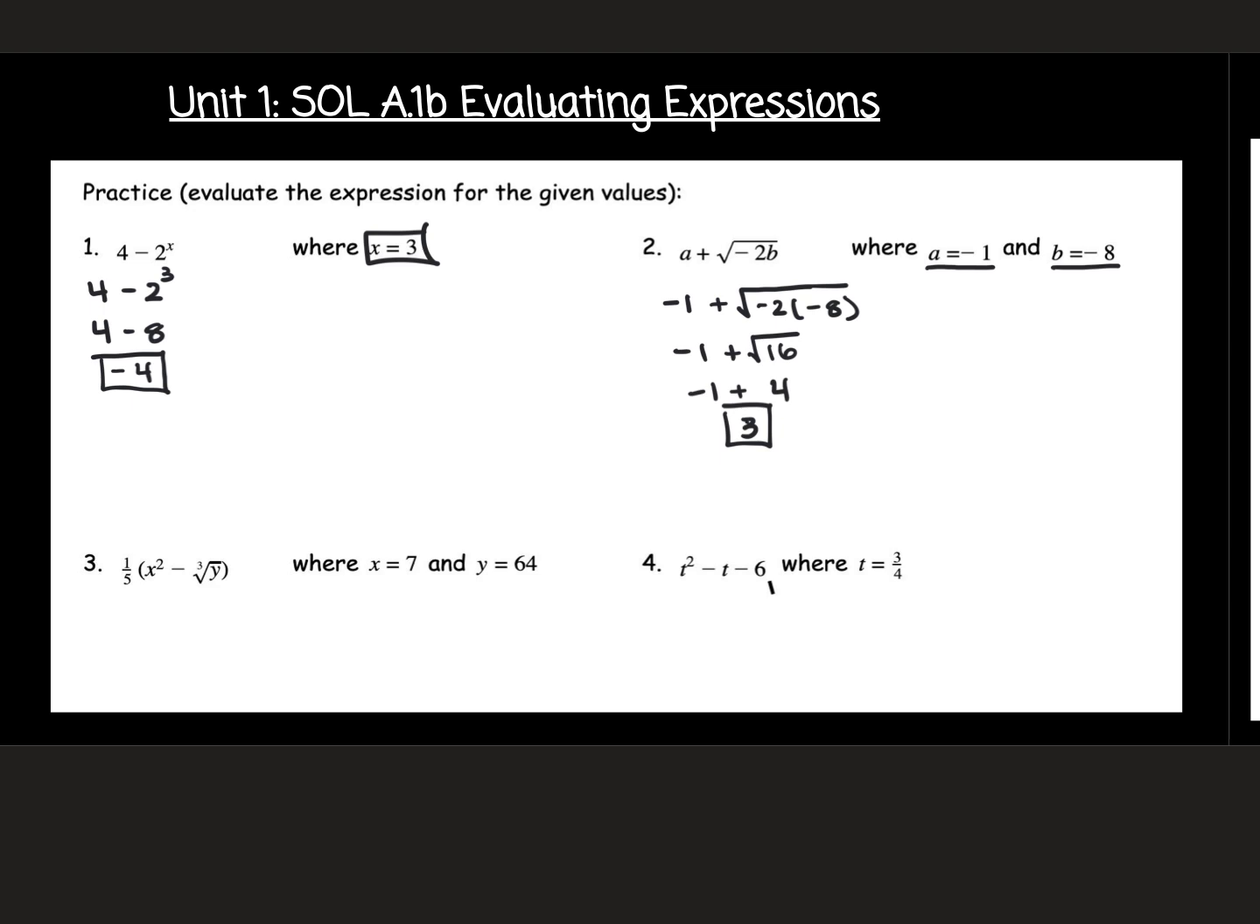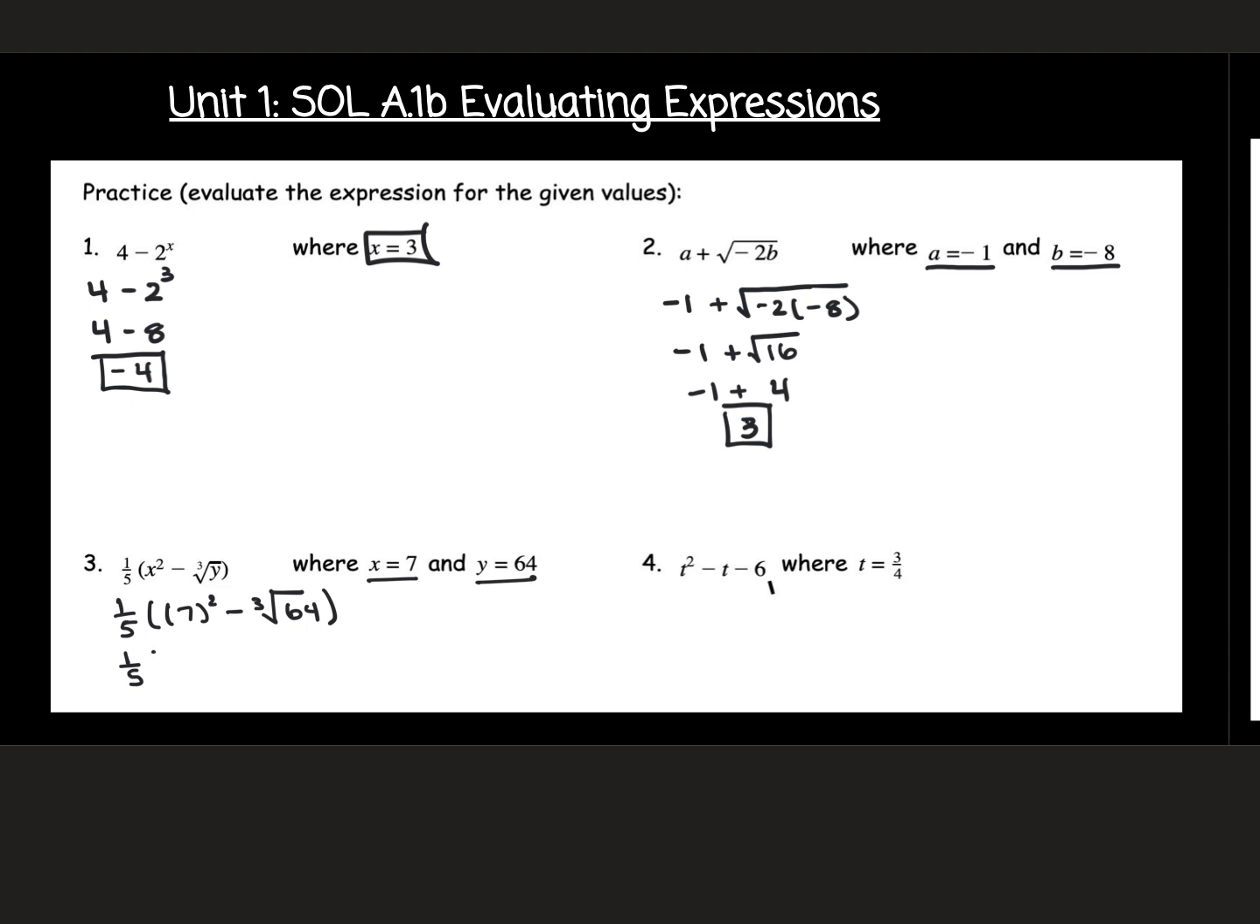All right, so for number 3, again, I have 2 replacement values. I have 1/5 times. So for x, I'm going to plug in 7. And for y, I'm going to plug in 6 or replace with 6. So I'm going to have 7 squared minus the cube root of 64. All right. So I have 1/5, going to take care of what's in parentheses.